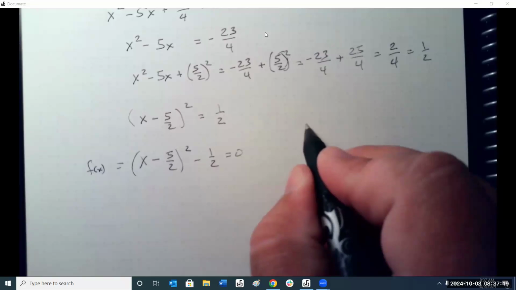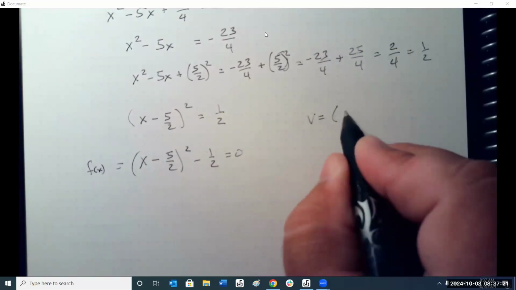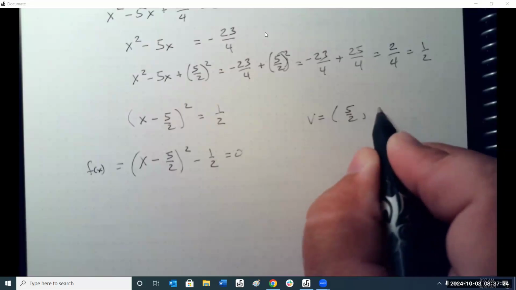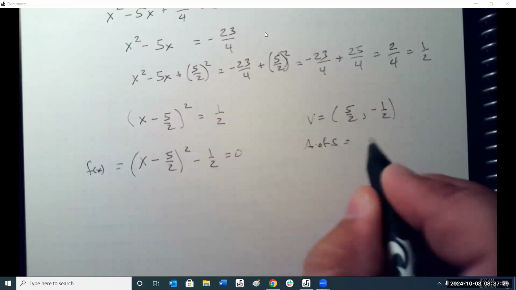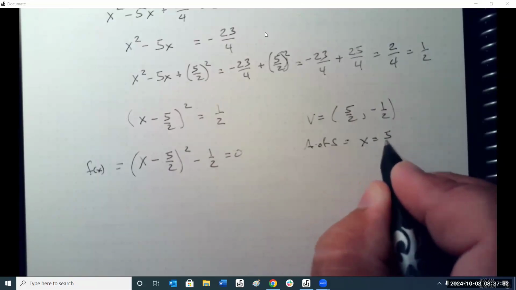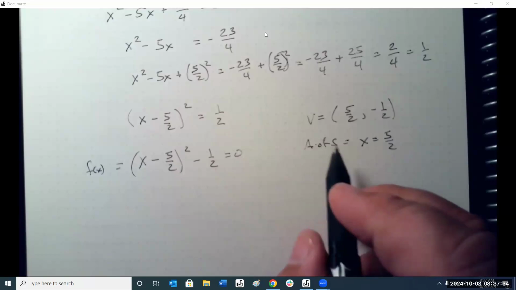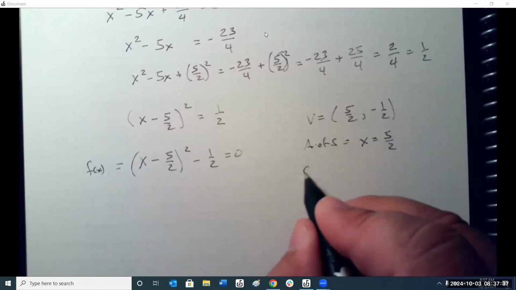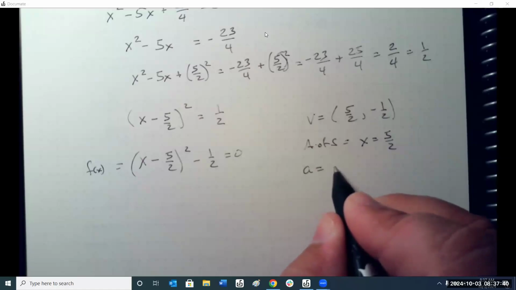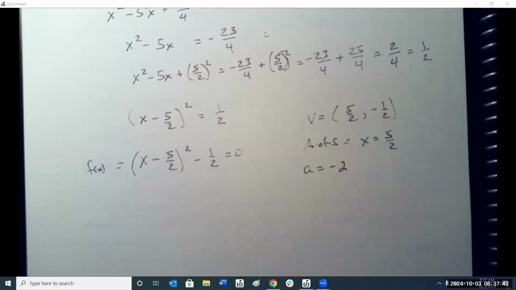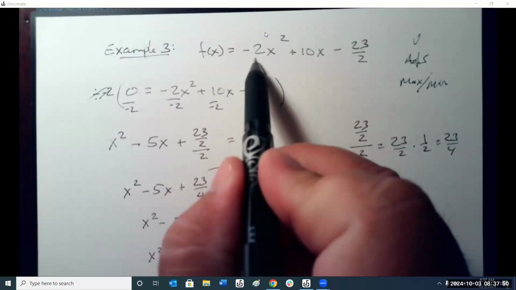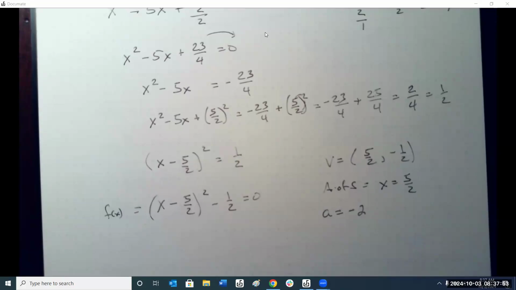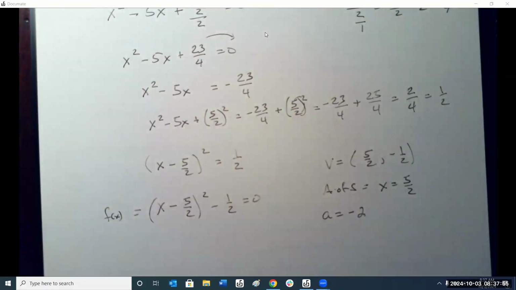Right? So our vertex is at positive 5/2, negative 1/2. Axis of symmetry is x equals 5/2. And since a equals -2, I know a equals -2 because of here, but here's what I forgot to do. At the first step, I divided by -2 across the board.